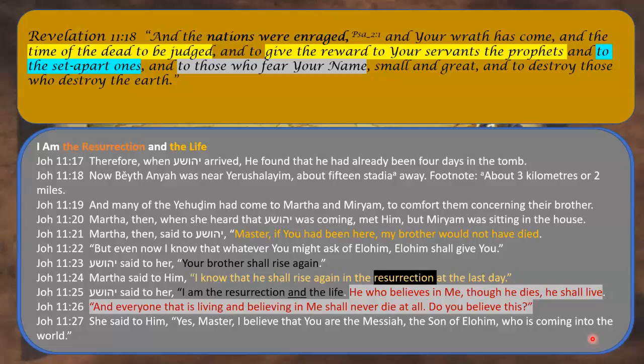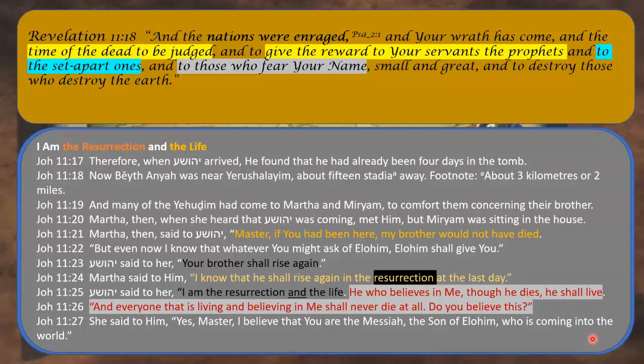Therefore, when Yahusha arrived, he found that he had already been 4 days in the tomb. Lazarus, of course, had died. Now, Bethany was near Jerusalem, about 15 stadia away. And many of the Yehudim had come to Martha and Miriam to comfort them concerning their brother. Martha then, when she heard that Yahusha was coming, met him, but Miriam was sitting in the house. Martha then said to Yahusha, Master, if you had been here, my brother would not have died.